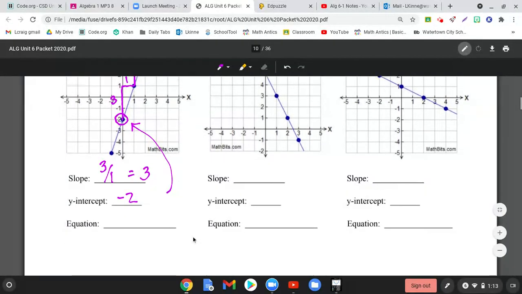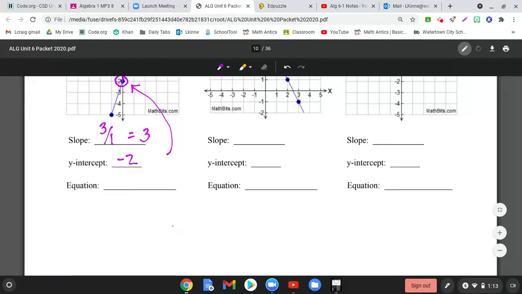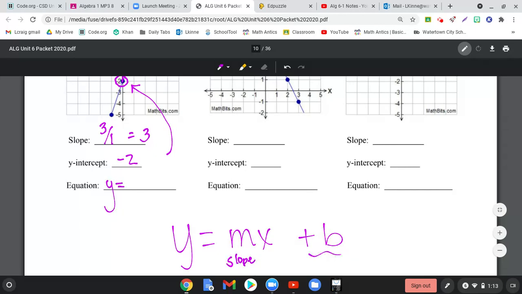So now that you have your slope and y-intercept, think about this equation. y = mx + b. You always start with y equals. The slope's going to go with your x, and the b is going to be out here by itself, your y-intercept. So my slope is 3, so it's 3x, and my y-intercept is -2, so it's 3x - 2.